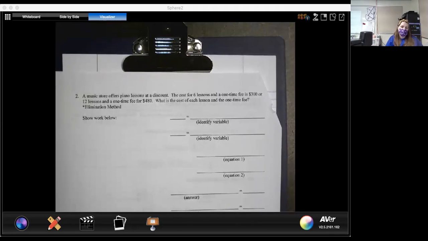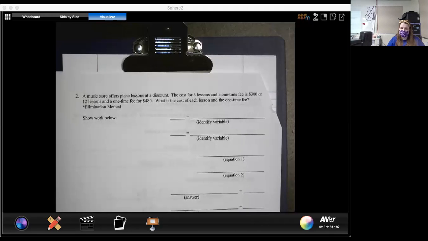Okay. So number 2, a music store offers piano lessons at a discount. The cost for 6 lessons and a one-time fee is $300, or 12 lessons and a one-time fee is $480. What is the cost of each lesson and the one-time fee? And we're using the elimination method.